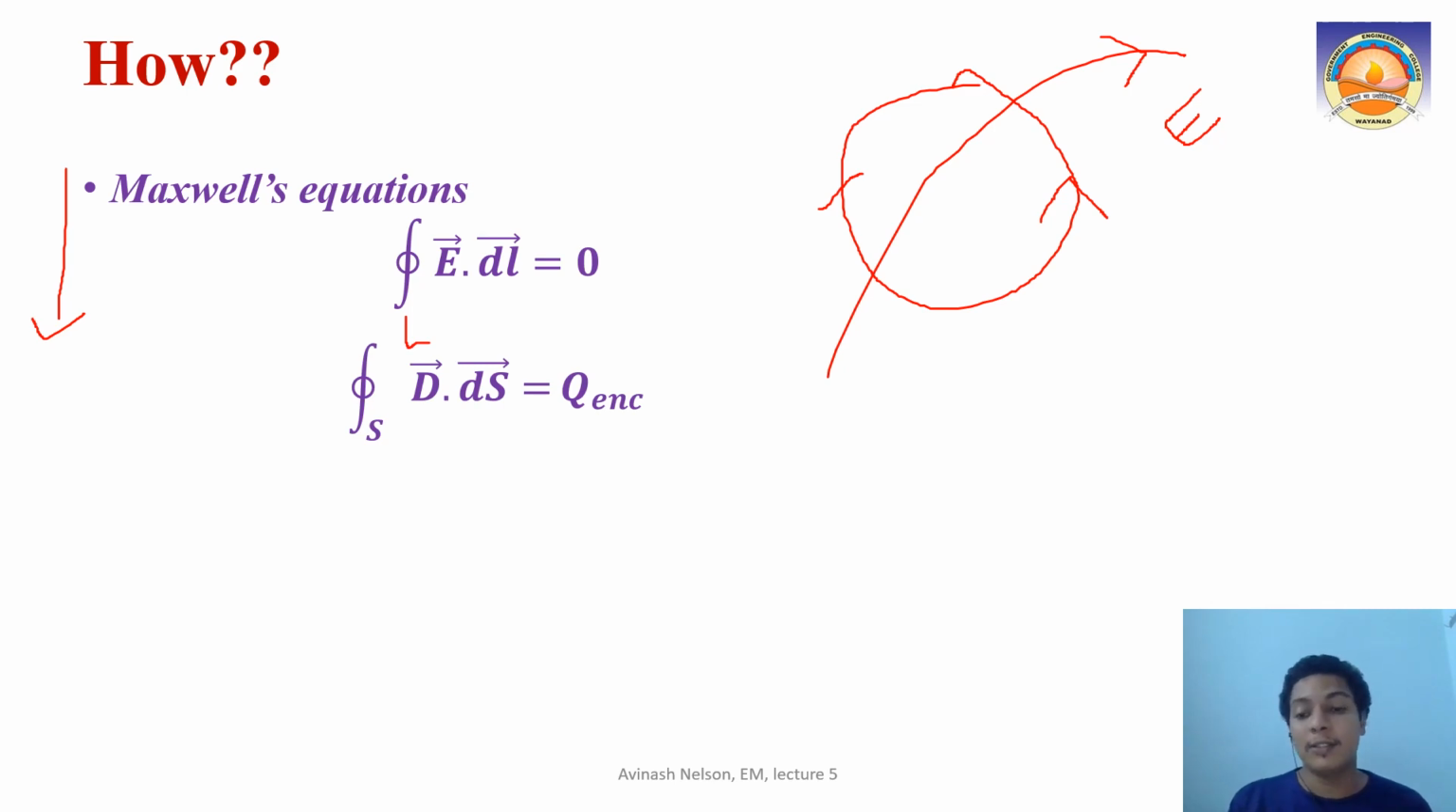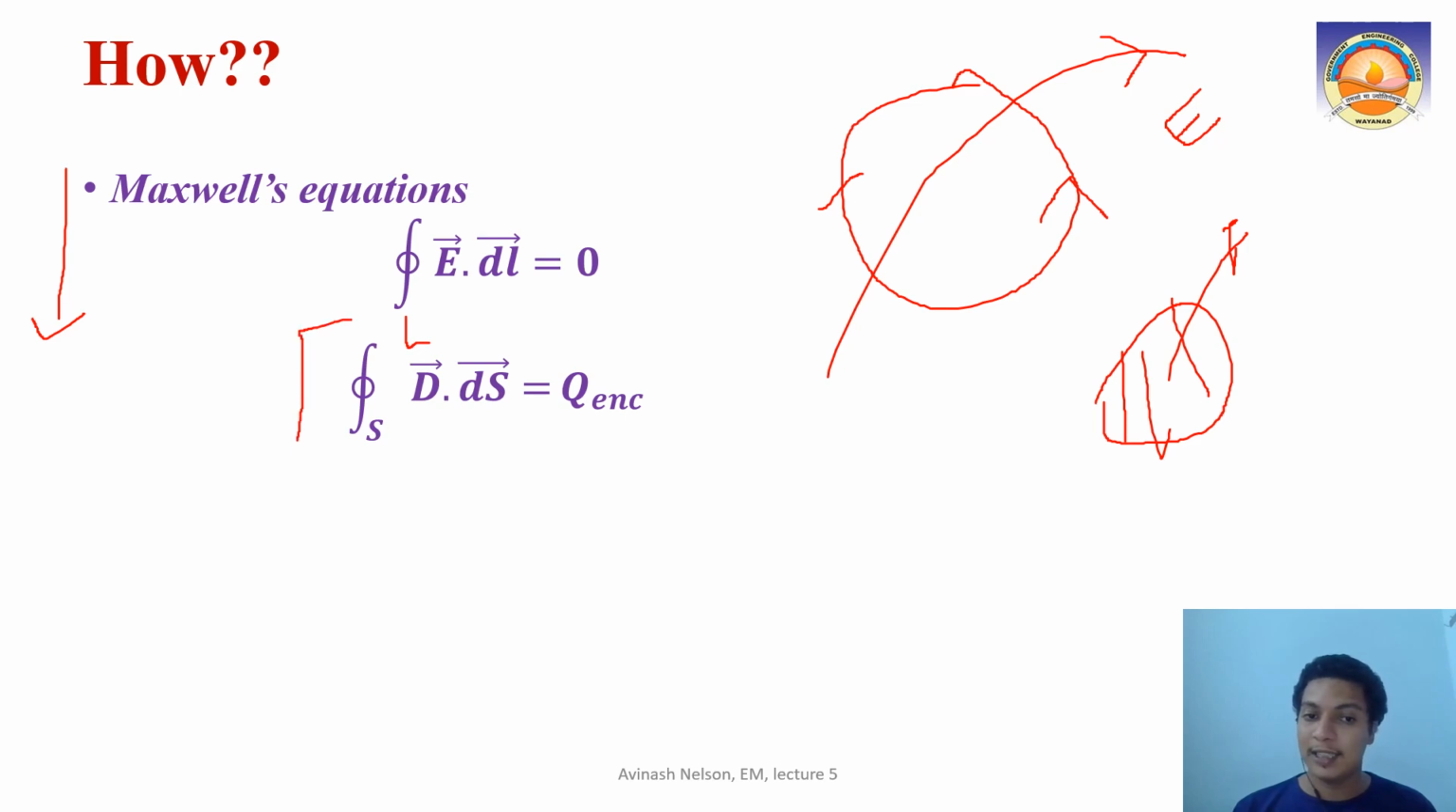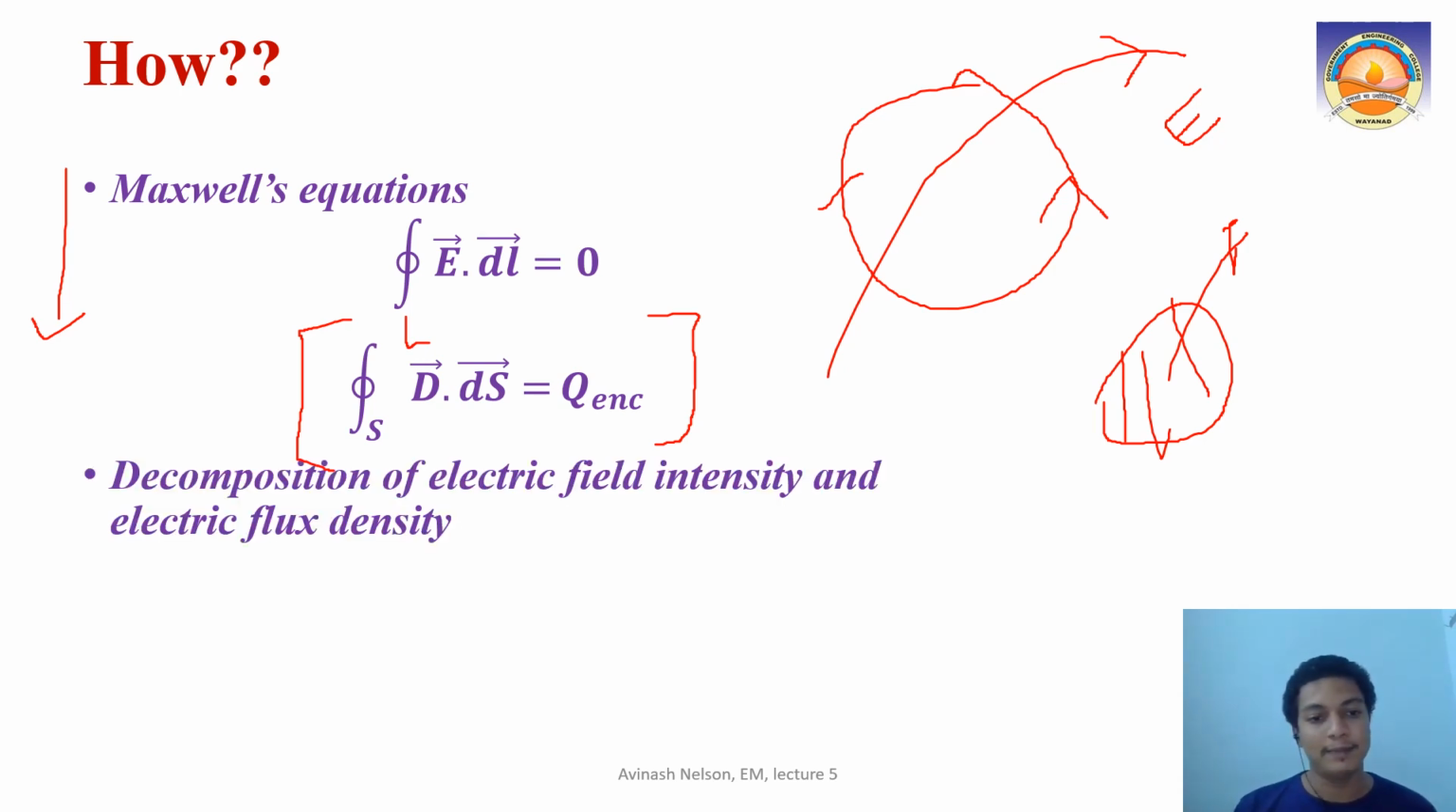The other one is also familiar to you, Gauss's law. What does Gauss's law state? If we have a closed surface like this, then whatever the electric flux density D coming out is, the surface integral of D dot dS will be equal to what? The charge enclosed by that closed surface, right? These two equations we know, and that is what we are going to apply.